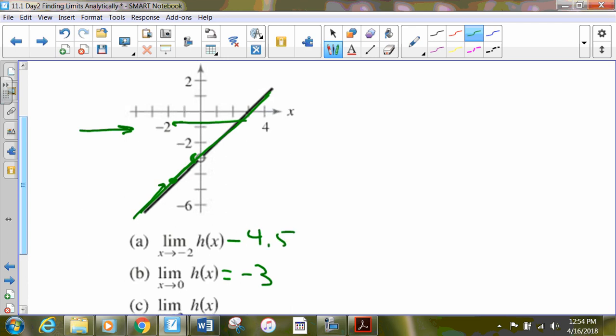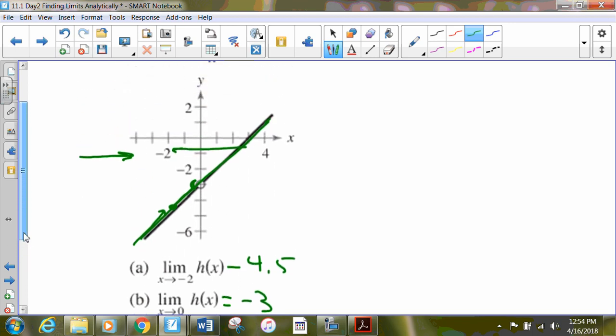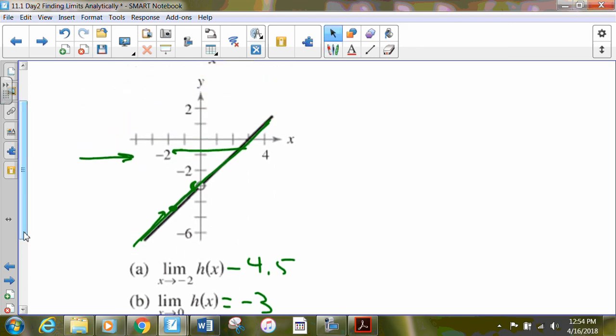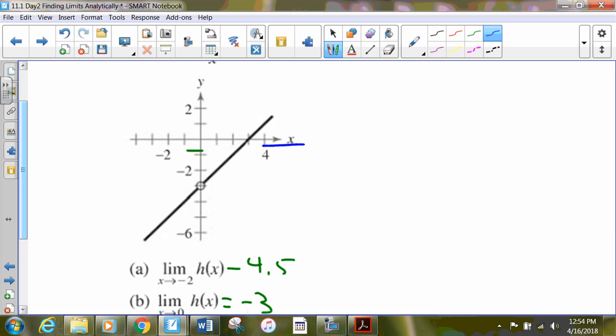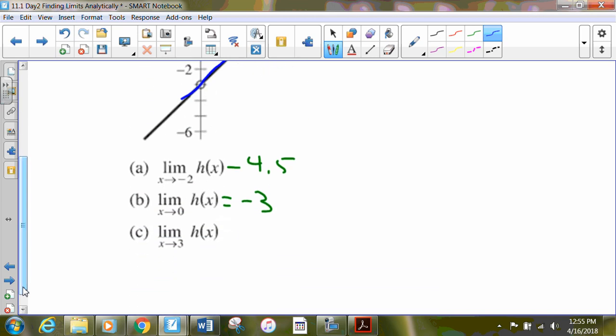So -4.5. And then let's find the limit of this as x approaches 3 from the right and from the left. So as x is approaching 3, y is decreasing and heading to 0 from the right. As we approach 3 from the left, f of x is increasing and heading towards 0. So we do have an answer there. The limit of this function h of x as x approaches 3 is equal to 0.